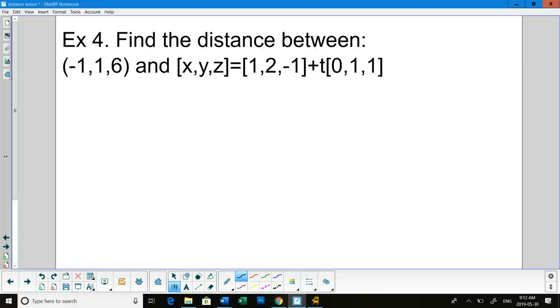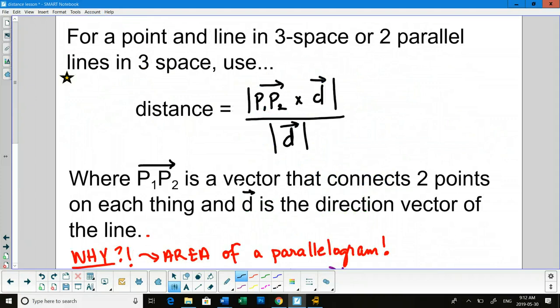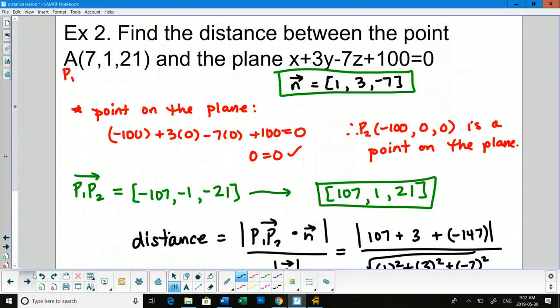So in order to do the second formula, this is actually slightly easier because you don't have to really find anything. You're just going to find a point on your line and find the vector that connects that point and the point on your line, cross it with your direction vector of your line, and then find the magnitude of each of those things. So you're going to divide it by the magnitude of your direction vector.